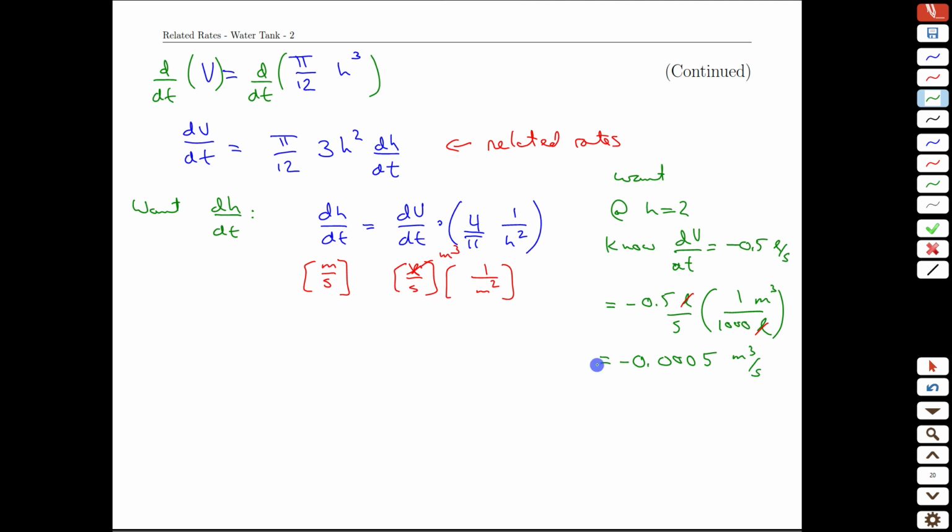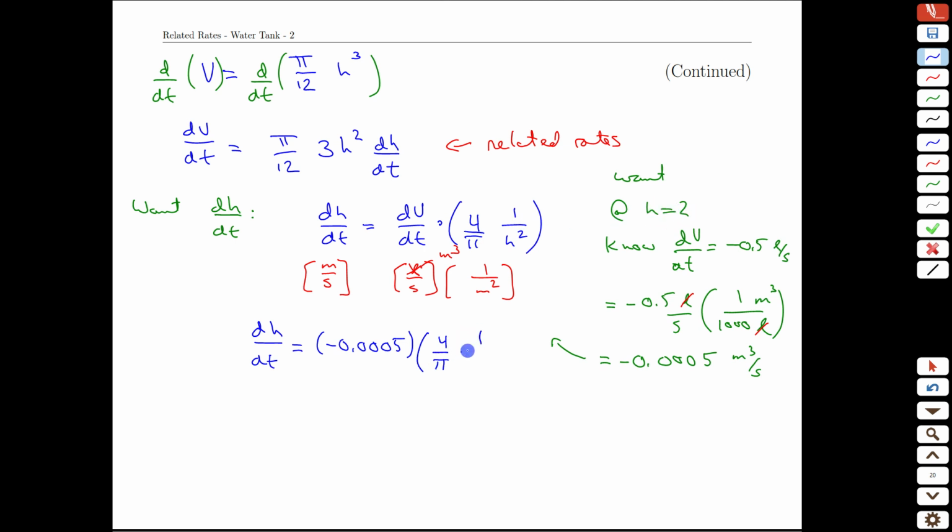And with that, we can then sub in. We have dh/dt is equal to negative 0.0005 meters cubed per second times these other constants and times the h value that we want to sub in.